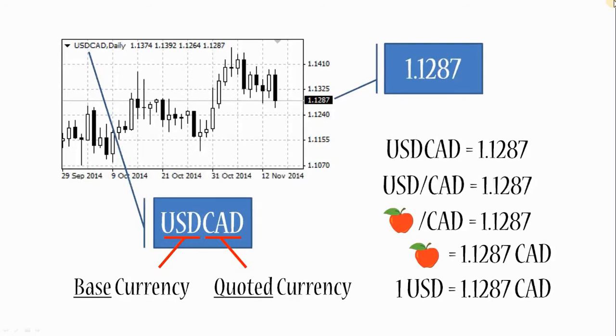And now when we look at the chart, we know that the price is simply telling us how much an American dollar is worth in Canadian dollars. And as the price goes up and down throughout the day, that's simply the price of American dollars expressed in Canadian dollars, also changing throughout the day.